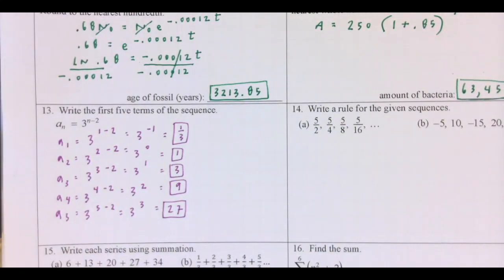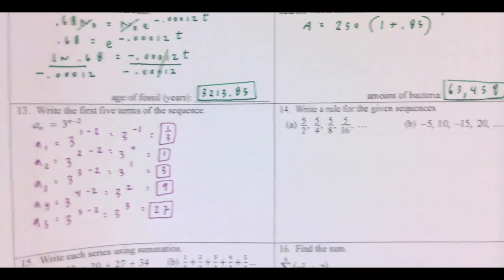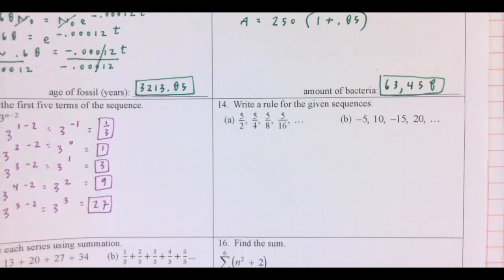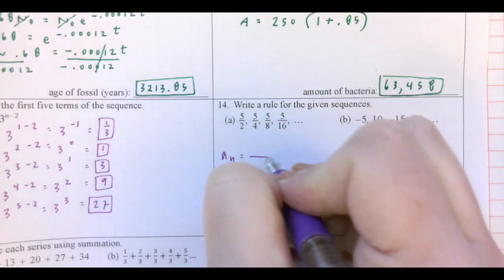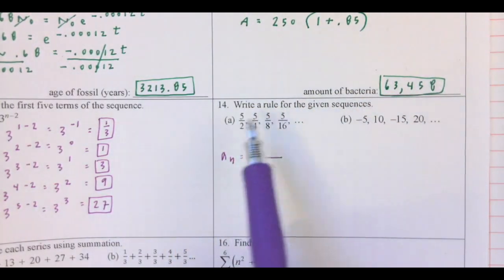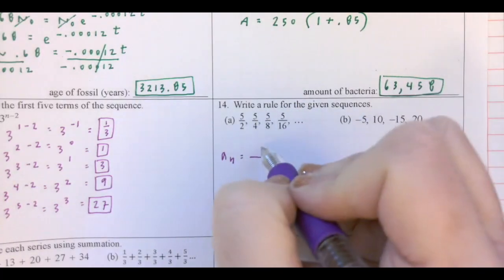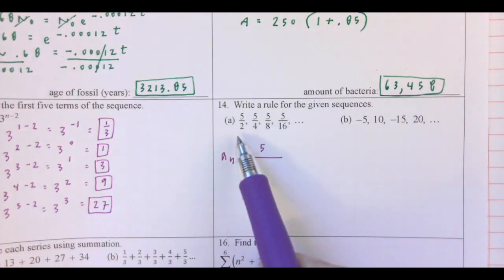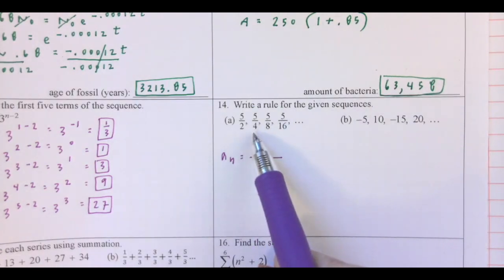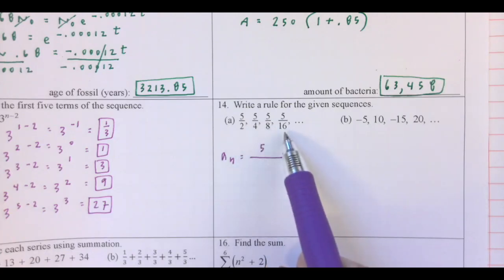Okay, next, writing a rule for the given sequences. Okay, so here I note that a sub n equals, okay, see, they're all fractions. Now on top, it's really just a 5, so here's a 5 right here. And then on the bottom, we see that we are starting with a 2, and then here this is 4, and then 8, and then 16.